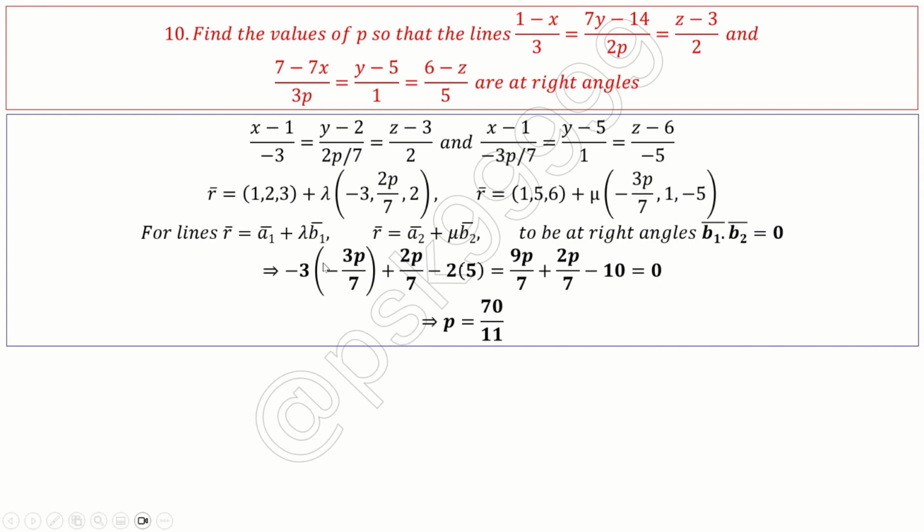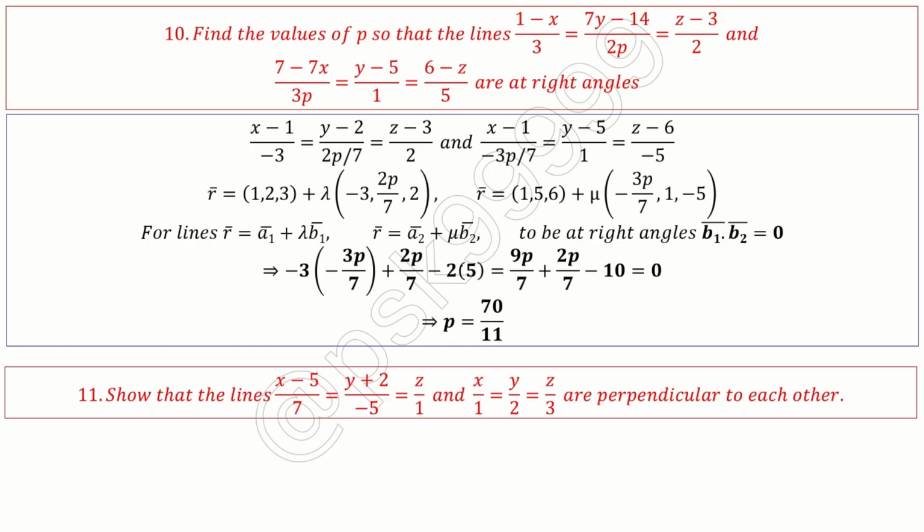Now I just need to do the dot product. That's why minus 3 into minus 3p by 7 plus 2p by 7 into 1 plus 2 into minus 5. This is nothing but 11p by 7 minus 10, which gives p equal to 70 by 11. Okay, so do this carefully. This may be the normal question which will come in your board exams. Simple and tricky, but it's very normal. You will get similar questions in board exams.